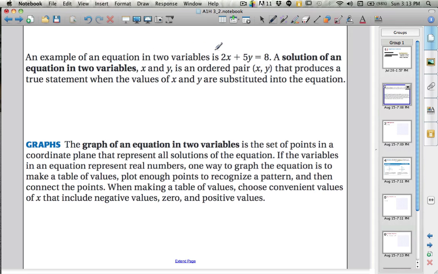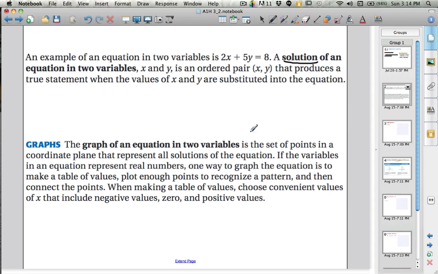So an equation in two variables, 2x plus 5y equals 8. The solution of an equation in two variables, x and y, will be an ordered pair that produces a true statement such as 8 is equal to 8 when the values of x and y are substituted into the equation. So that's what a solution is. A solution is an ordered pair that makes the equation true.